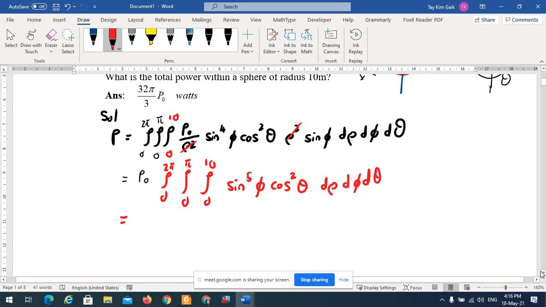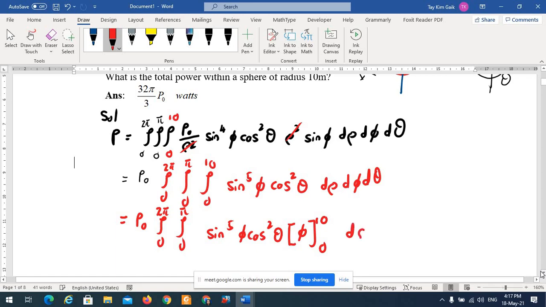First of all, integrate with respect to rho, where phi and theta are constant. Integrating a constant with respect to rho gives the constant times rho. So P naught, theta from 0 to 2 pi, phi from 0 to pi, sin to the power 5 phi cos squared theta is constant, and rho goes from 0 to 10.